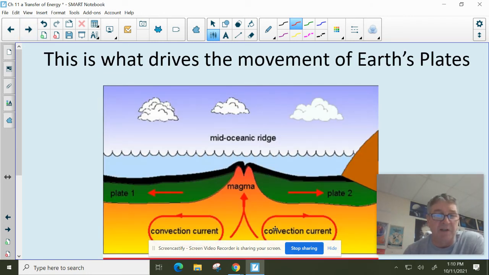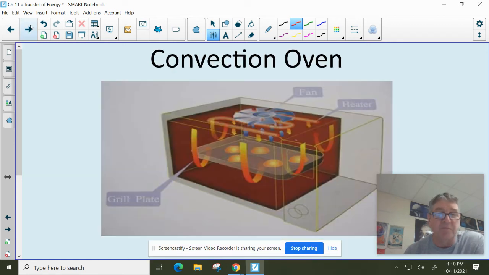If you studied plate tectonics back in 6th grade, we now know that the plates of the Earth move because hot magma rises to the surface and then pushes out. You get convection currents. So the plates, and we'll talk more about this later in magnetism, are driven by convection. Okay, so there's a million examples of this energy transfer.